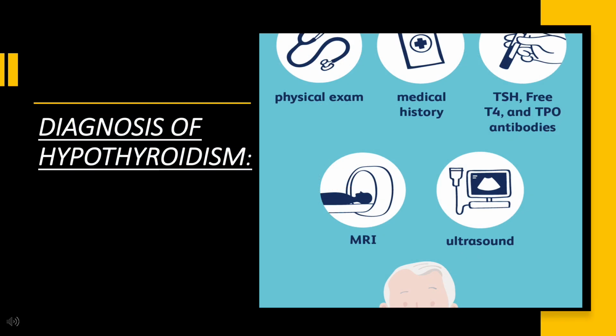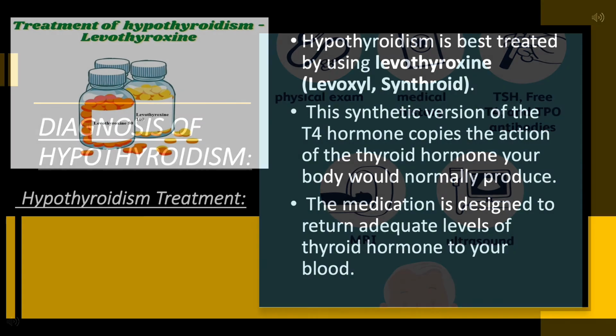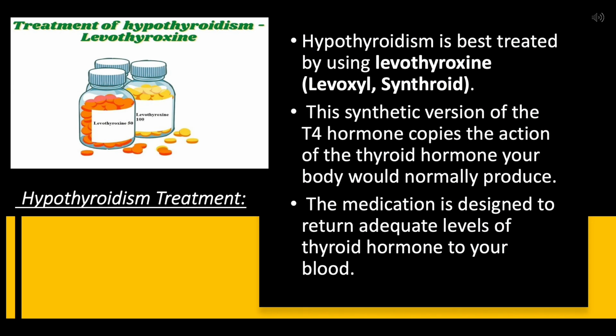Diagnosis of hypothyroidism: physical exam, medical history, TSH, free T4, and TPO antibodies, MRI and ultrasound. Hypothyroidism treatment. Hypothyroidism is best treated by using levothyroxine, Levoxyl, Synthroid. This synthetic version of the T4 hormone copies the action of the thyroid hormone your body would normally produce. The medication is designed to return adequate levels of thyroid hormone to your blood.